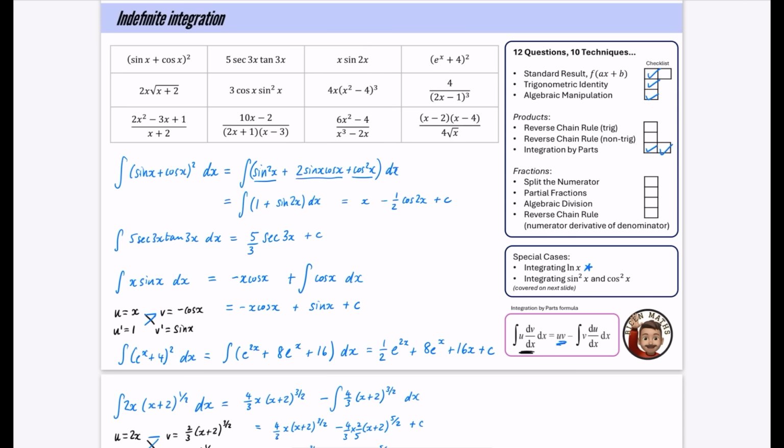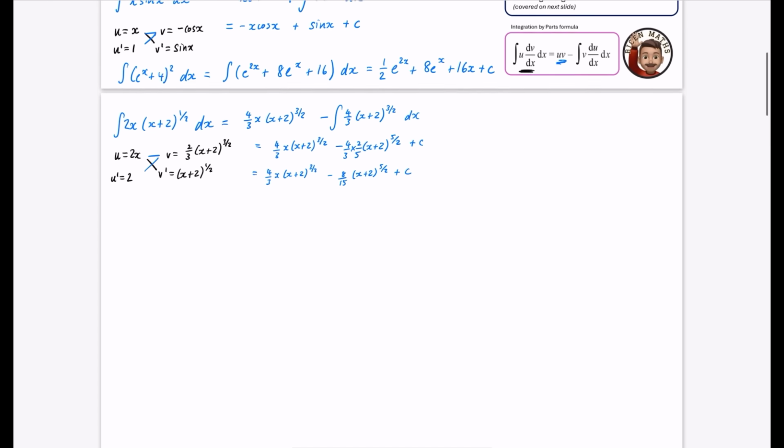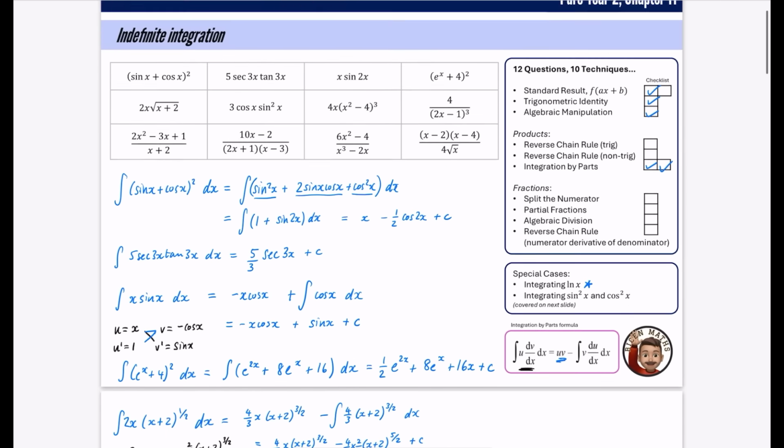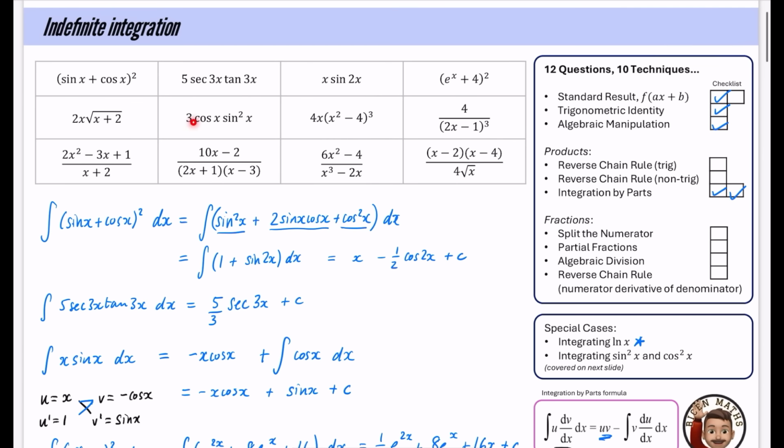So we've done 5 of the questions. The next one is 3 cos x sine squared x, so I am doing the integral of 3 cos x sine squared x dx. Now, if you don't know how to do differentiation, you will never be able to understand this next one. This is looking at a product, two things being multiplied. I think it has to be the reverse chain rule with trigonometry for this one.